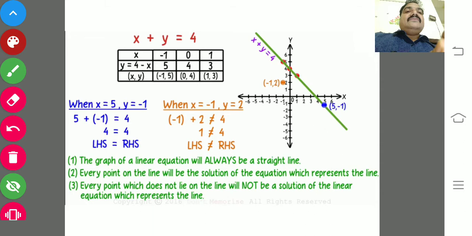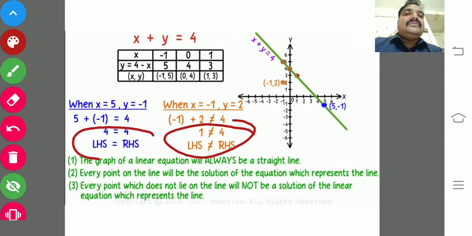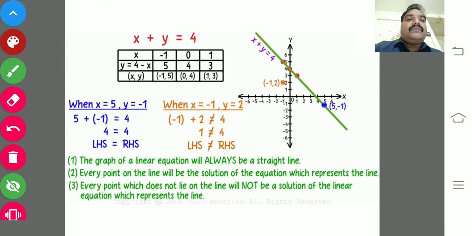If you take x equal to 5 and y equal to minus 1, automatically you will get the value. And if you take any other values, you won't get it. You just see that. So that is very, very important. Every point on the line will be a solution of the linear equation which represents the line. And the third point is that every point which does not lie on the line will not be a solution of a linear equation. This is very, very important.